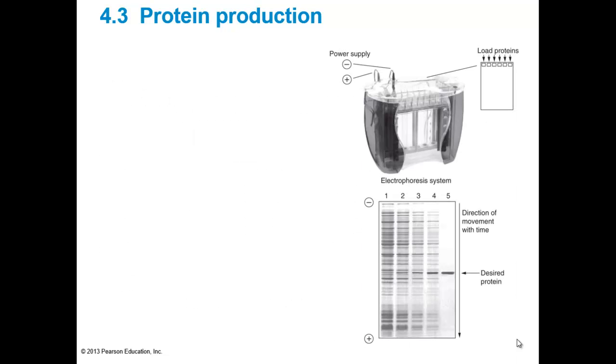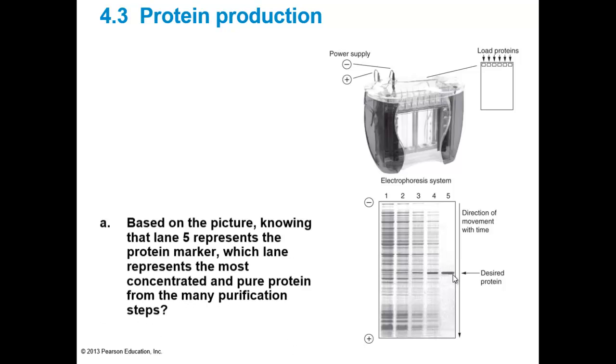Okay, and here's SDS page, and you can see moving along in this system, your first purification step, you have lots of different proteins. Second, you get less. Third, you get less. Fourth, you're getting almost no protein except for the desired protein. And fifth, as you move along from 1 to 5, you actually see the band for the desired protein strengthen and become more intense.